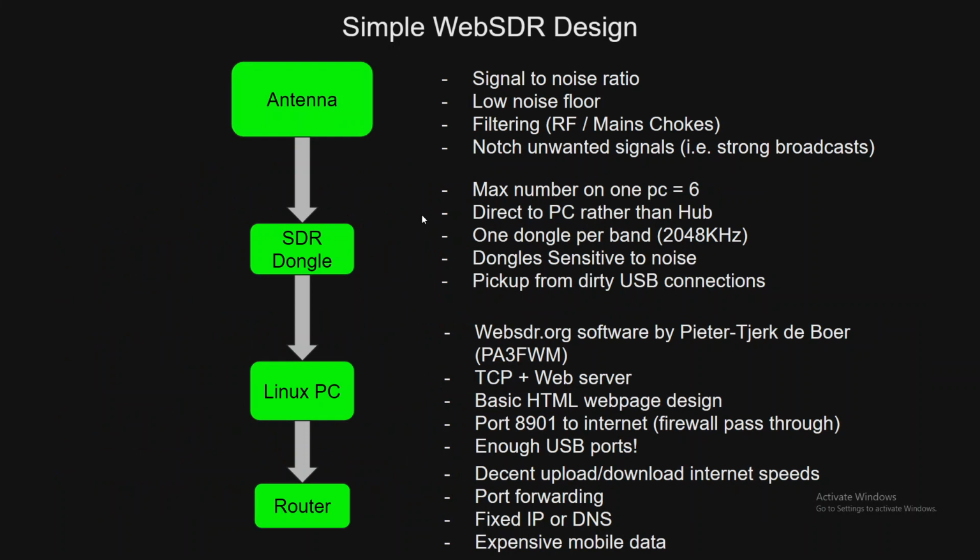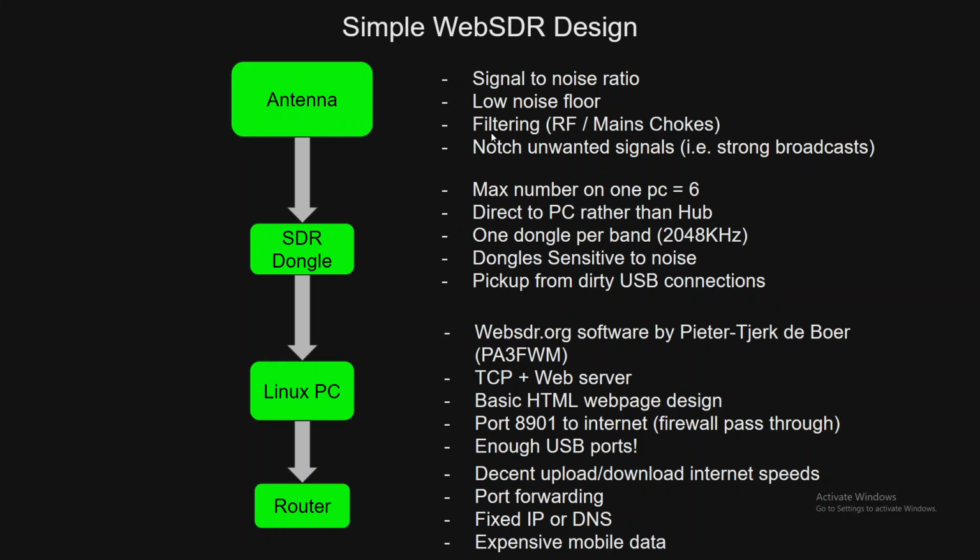The basic design is fairly straightforward. You plug the antenna into the dongle. You then plug the dongle into the USB port of the PC. It happens to be a Linux PC which runs the WebSDR.org software, and the Linux PC then connects to the home router. The signal to noise ratio is the most important part of it. So antenna, signal to noise, low noise floor. This can be achieved by various filtering, mains chokes. It's the kind of basics, and the best thing to look at for this is GM3SEK's work on filtering.